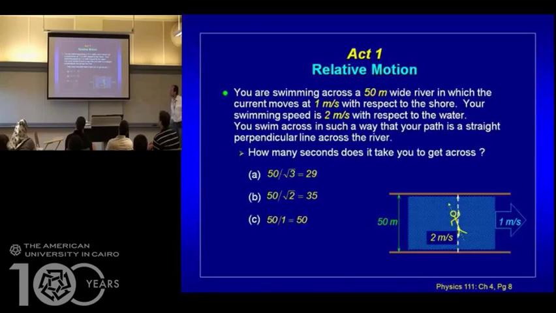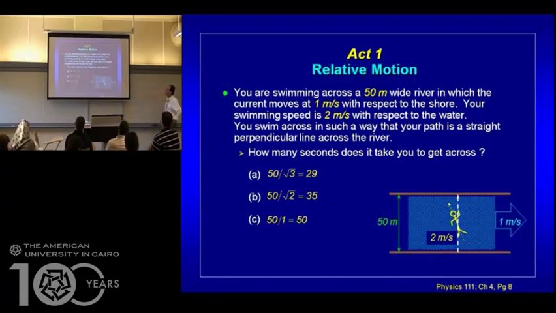You're swimming across a 50-meter wide river in which the current moves at 1 meter per second with respect to the shore. So actually the current moves in that direction as measured by someone on the shore, and the current speed is 1 meter per second. The water speed is 1 meter per second. And you should cross that 50 meters.